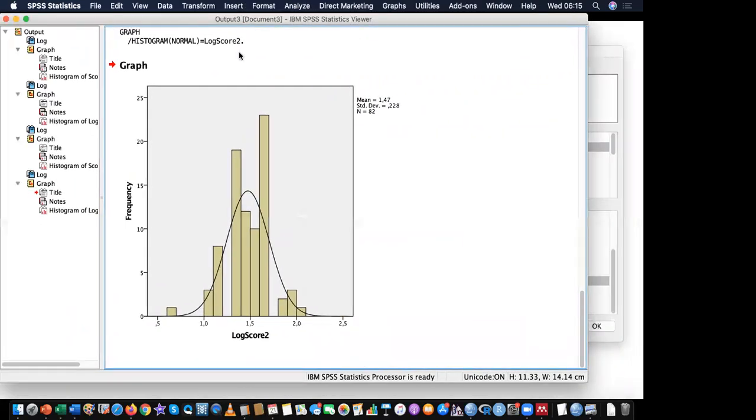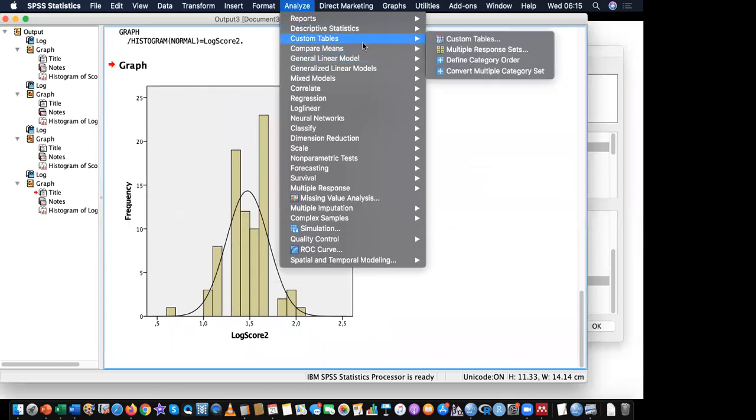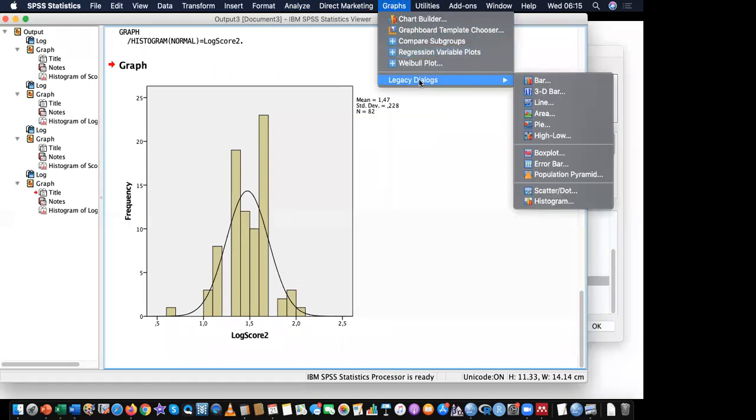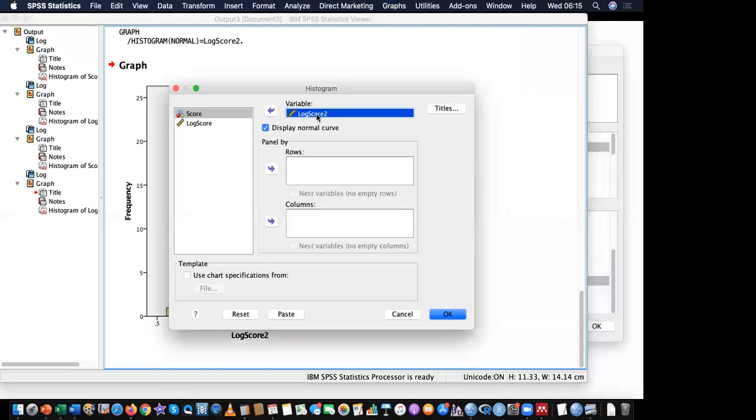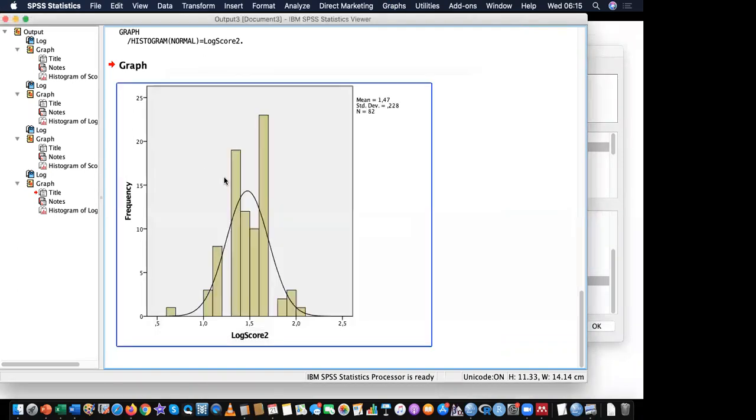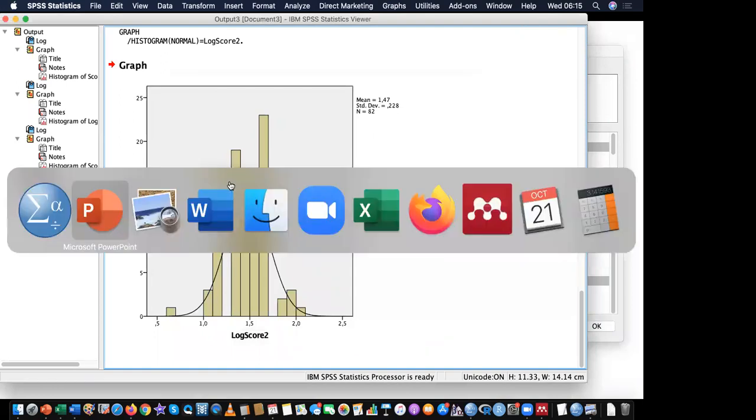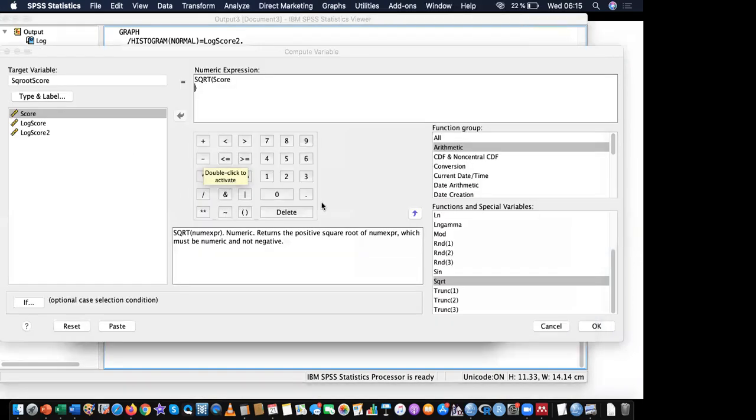Okay. Let us see the histogram of the new variable now. Histogram of the square root. Oops, where is it? Oh, how much?